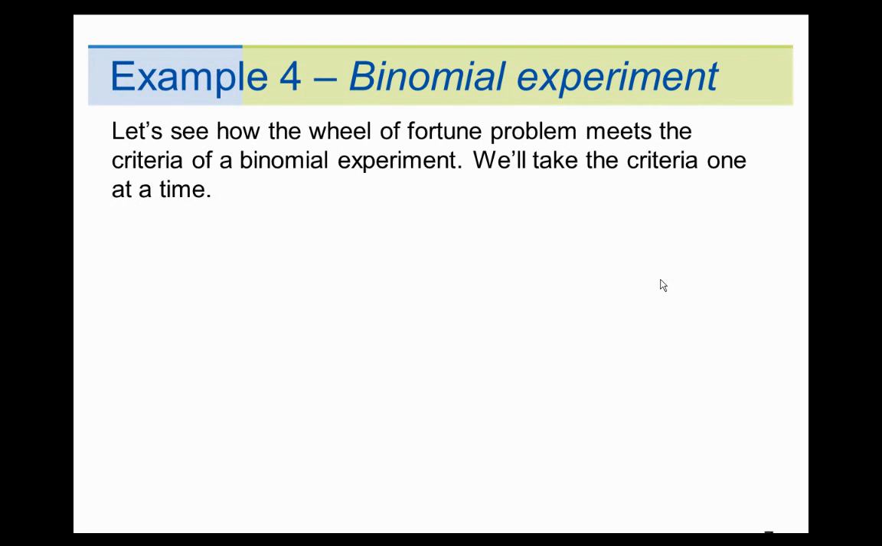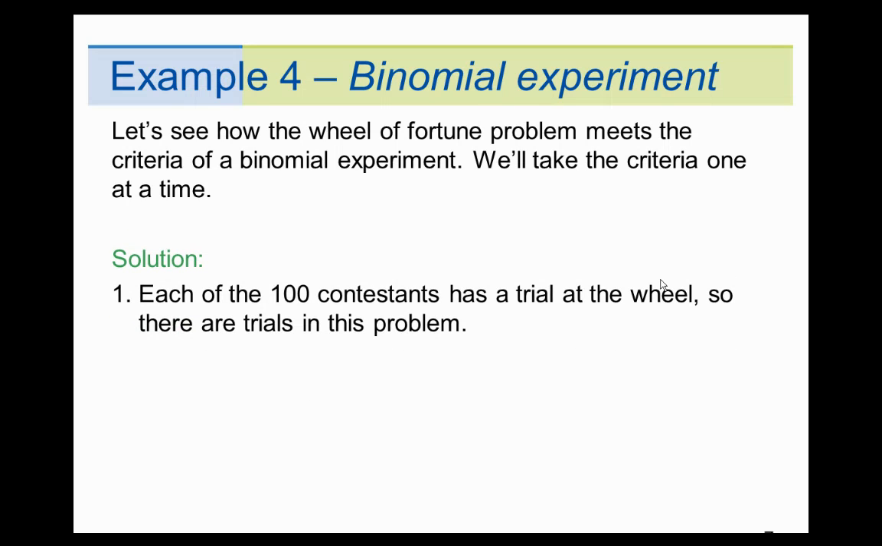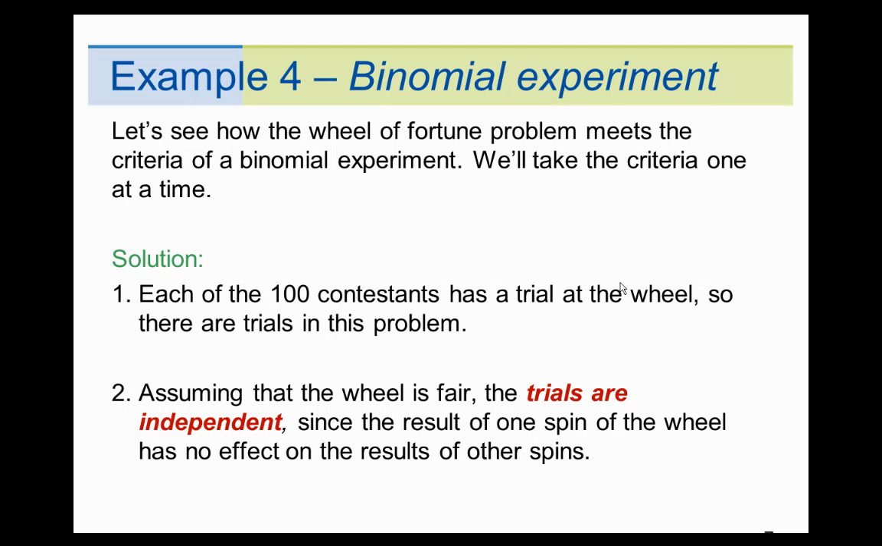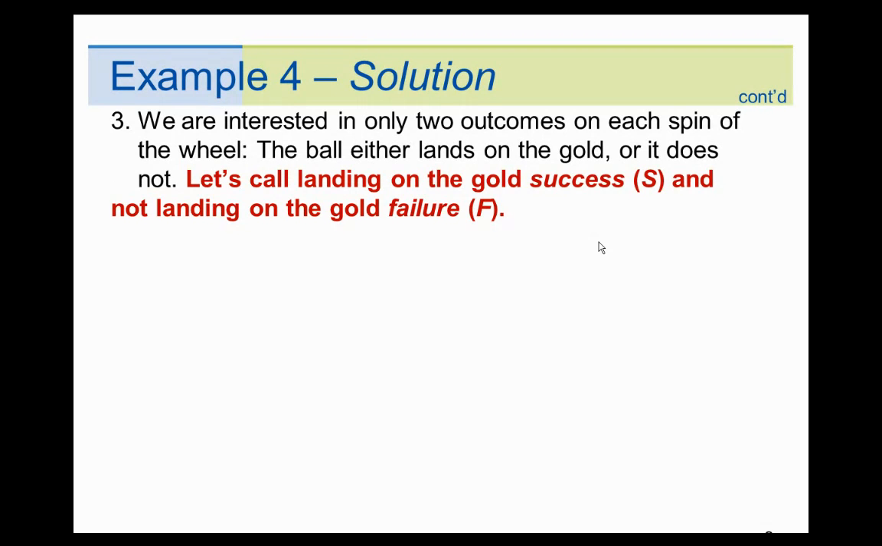So let's see how the Wheel of Fortune problem meets the criteria. There are 100 contestants, so there are 100 trials. The trials are independent. Each spin of the wheel has no effect on the outcome of the spin of a second or third trial. We're interested in only two outcomes. Either the ball lands on a gold or it doesn't. Landing on a gold is a success. Not landing on a gold is a failure.